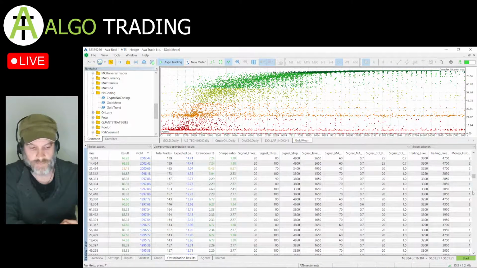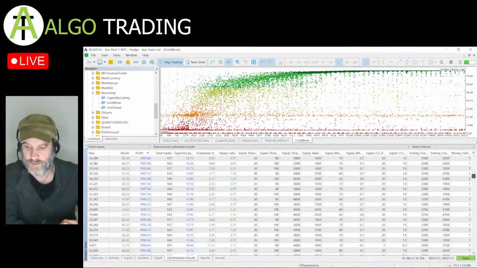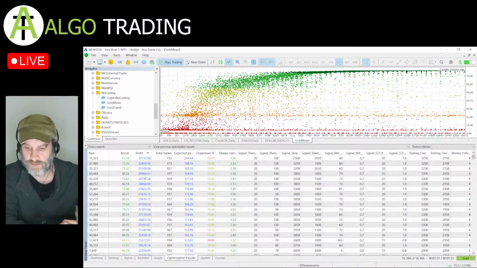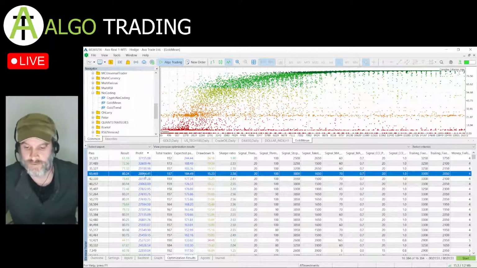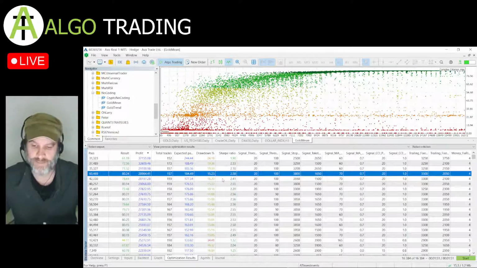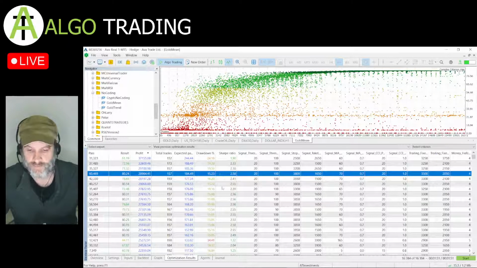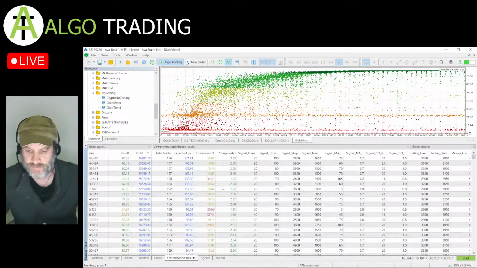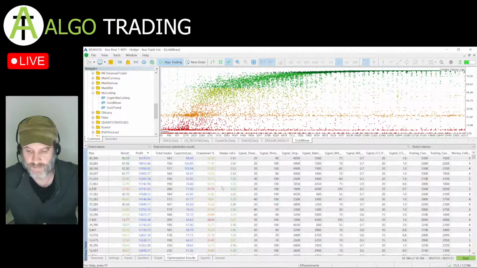Okay, so let's sort by profit. And there we've got a 28,000 profit. So that is very good. Drawdown's a little high, but I mean 15%. And that's on a fixed risk of 4.5, so not bad. Let's try find a little bit less drawdown. But I mean I could live with 13% over 2 years. That's not bad.